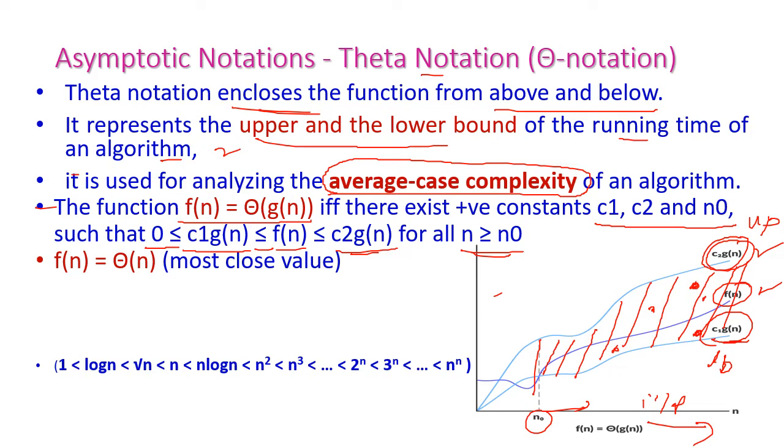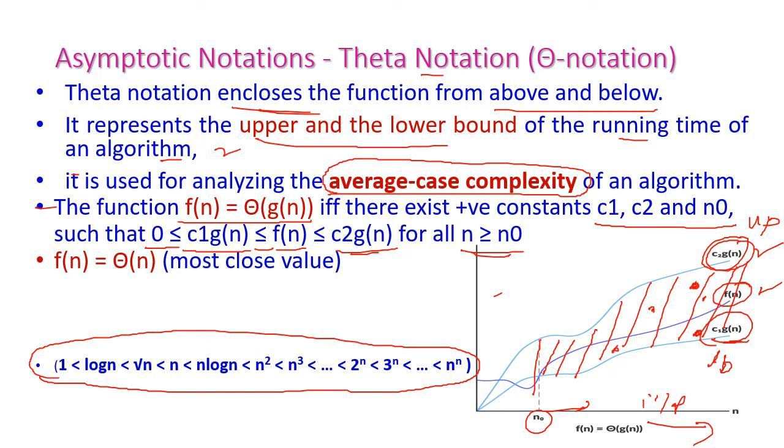Hence, the efficiency value of this algorithm may lie at any of these values. It may be less than here or it may be greater than here. Hence, the closest value is here, the total number of inputs. So this is theta notation.